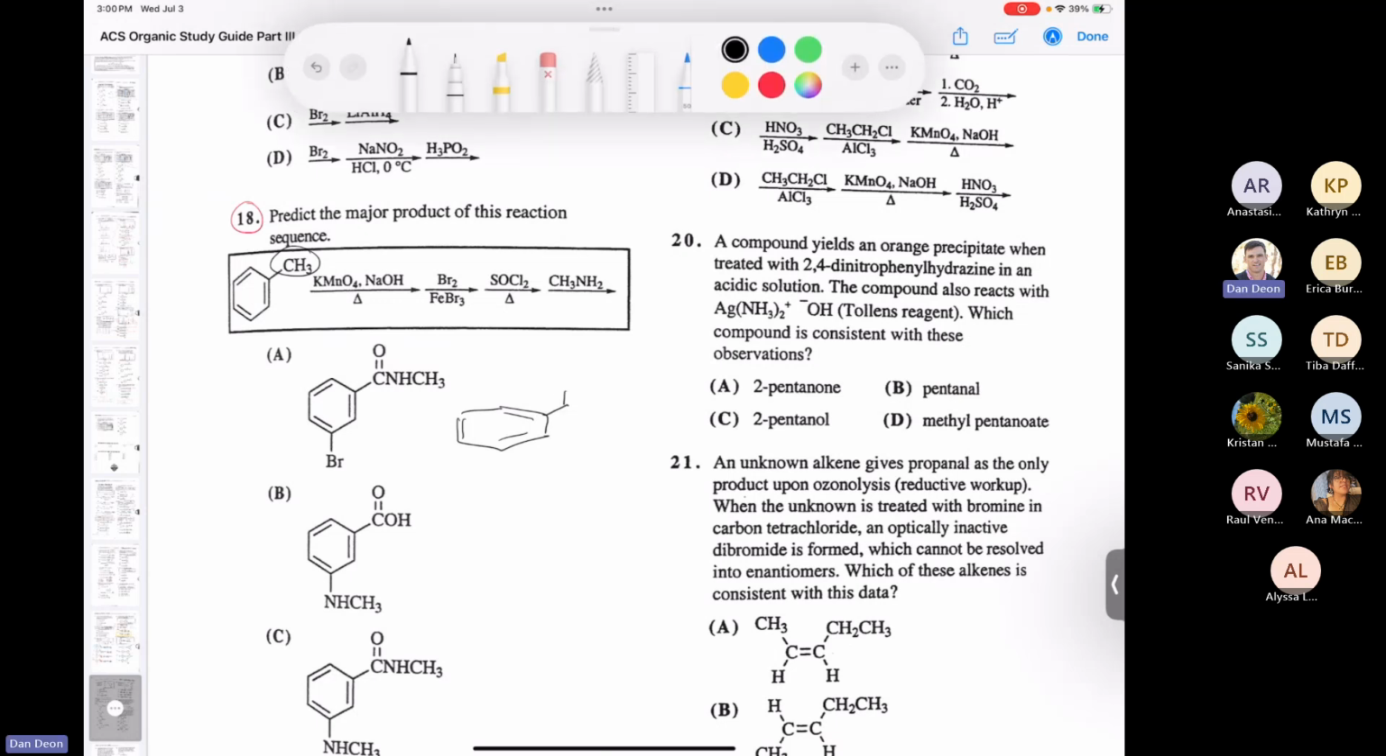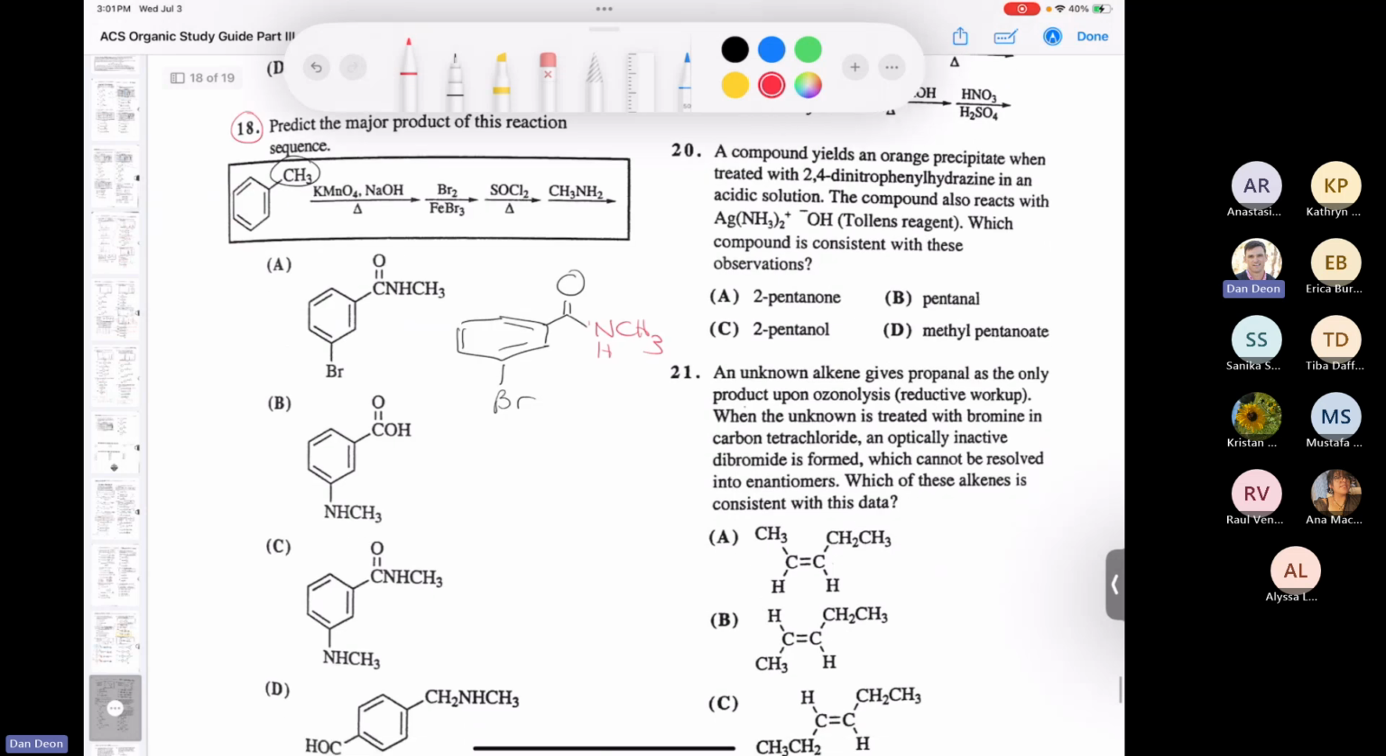In the first step, you end up with benzoic acid. Then you brominate. So this would go in the meta position. And then you do the thionyl chloride. So that would give you the acid chloride here. And then you treat it with methylamine. And that would displace the chlorine to give you the N-methyl amide like this. And so we look for that amide. Where is it? Oh, it's A. It's right here. Okay. So there you go.